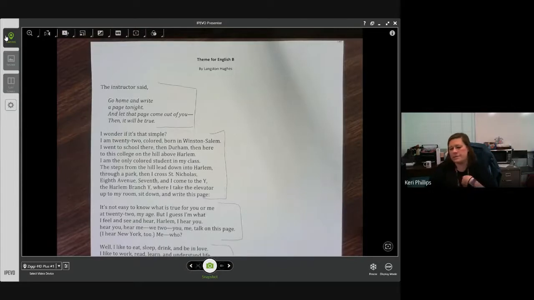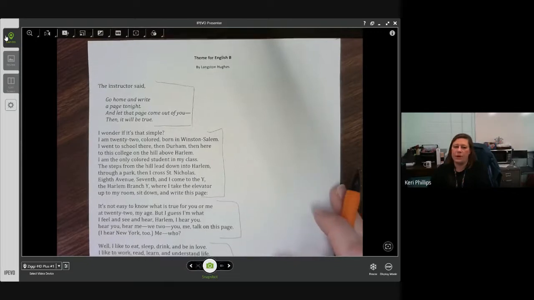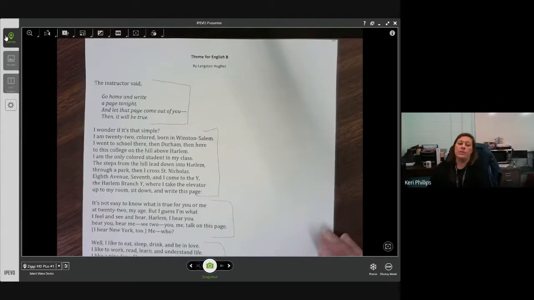I have a few questions. This is a cold read, just like you guys are doing. So this is how I would work through it. I'm going to read the poem now, and then I'm going to go chunk by chunk and see what the main ideas are going on in each section.